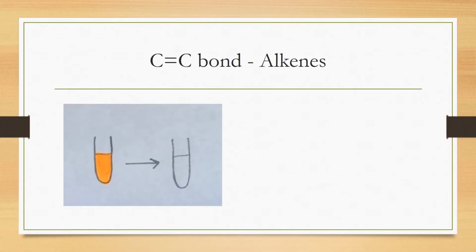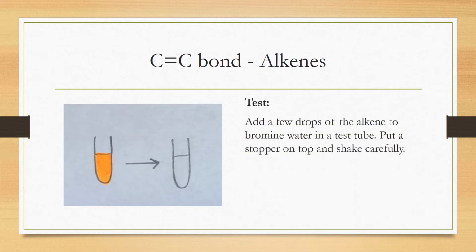First is the carbon-carbon double bond in alkenes. The test for the presence of this bond is bromine water. Add a few drops of the alkene to 2 cm³ of bromine water in a test tube. Place a stopper on top and carefully shake. If an alkene is present, the solution will turn from orange to colourless.